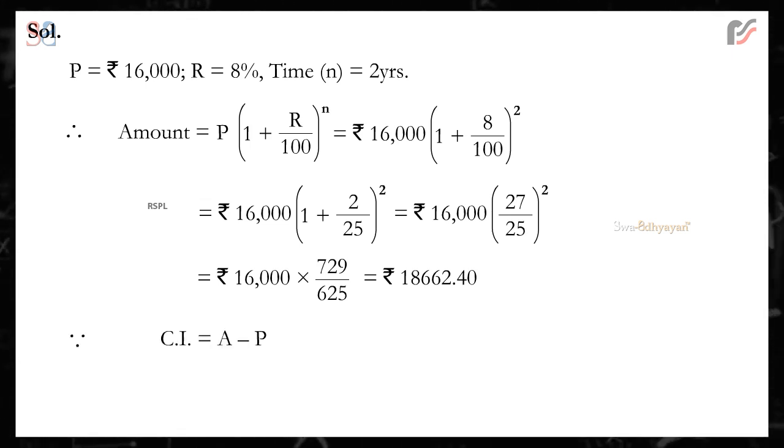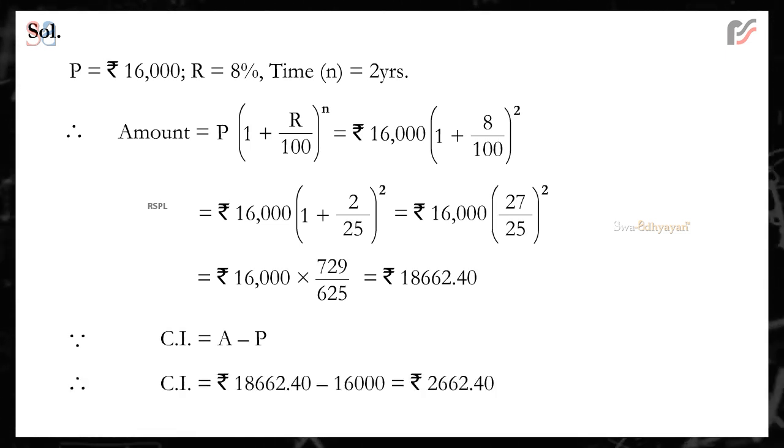18,662.40. Since CI is equal to A minus P, therefore CI is equal to rupees 18,662.40 minus 16,000 is equal to rupees 2,662.40.